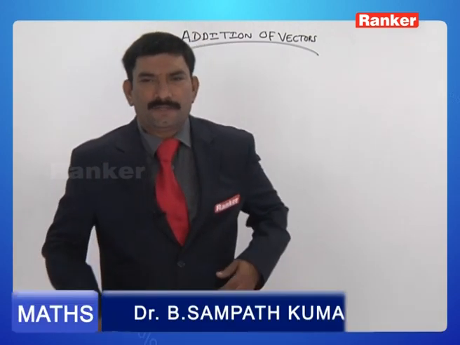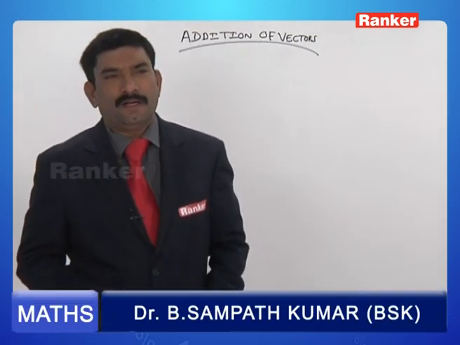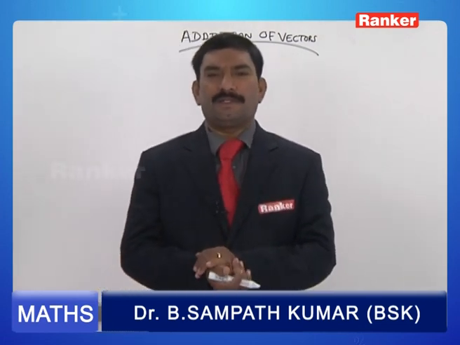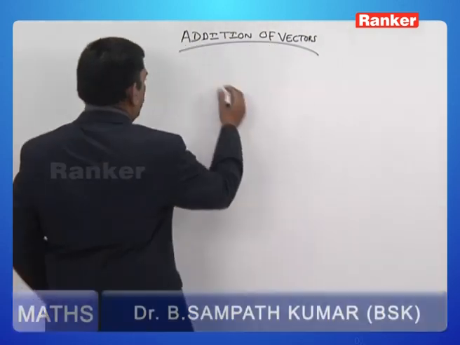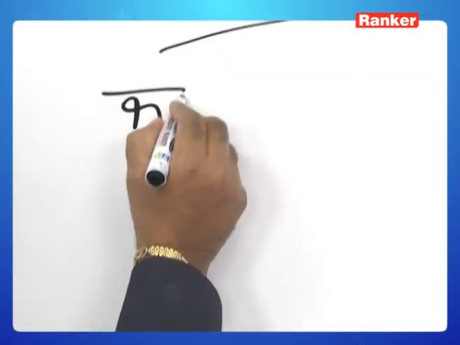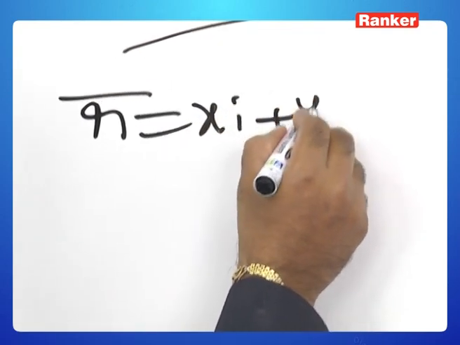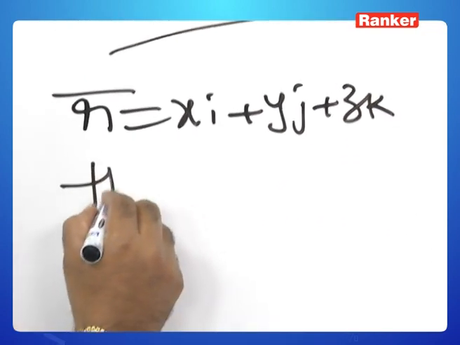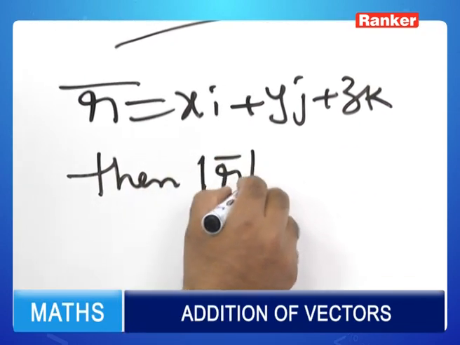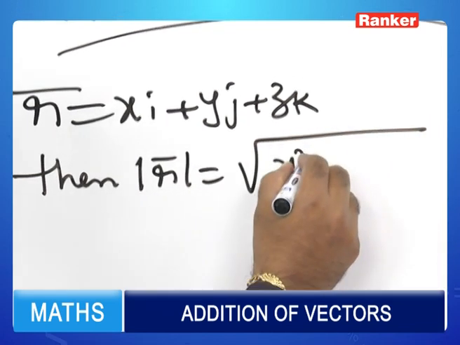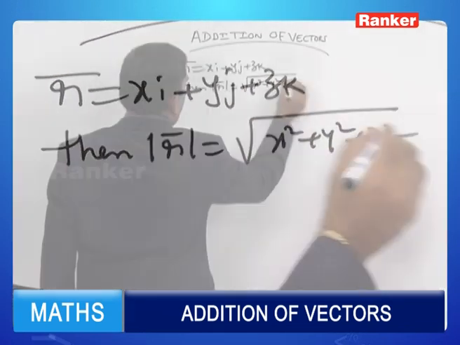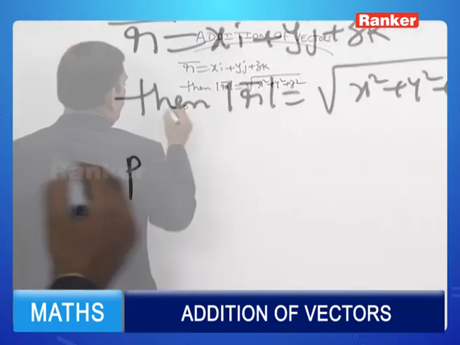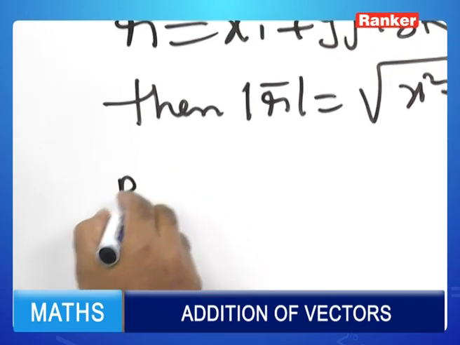Okay, my dear students, today let us discuss direction cosines and direction ratios. Before that, as I told earlier, if r bar is equal to xi plus yj plus zk, then its magnitude, modulus of r bar, is equal to the square root of x square plus y square plus z square.